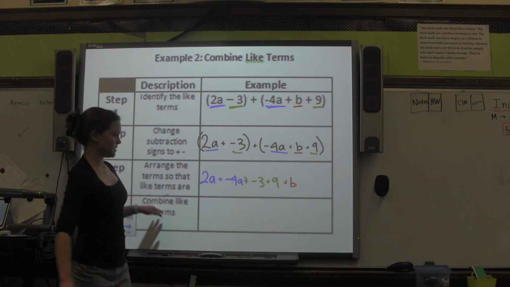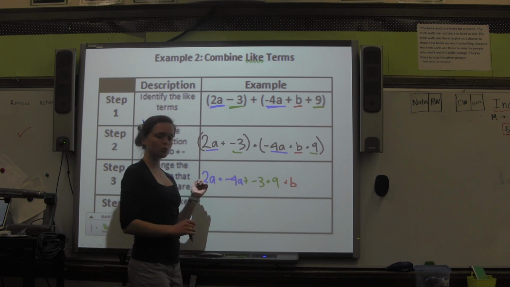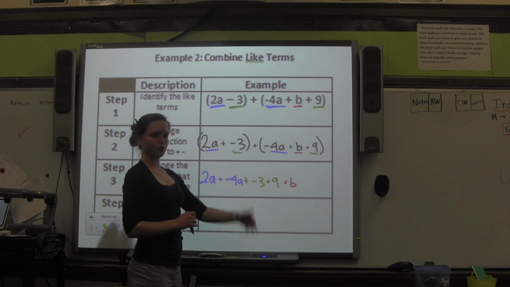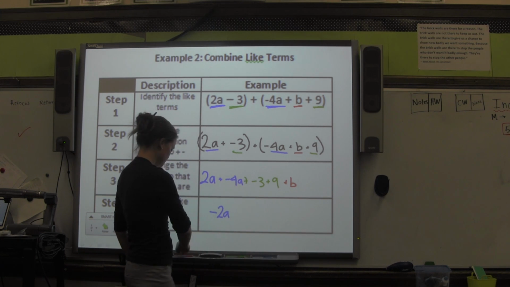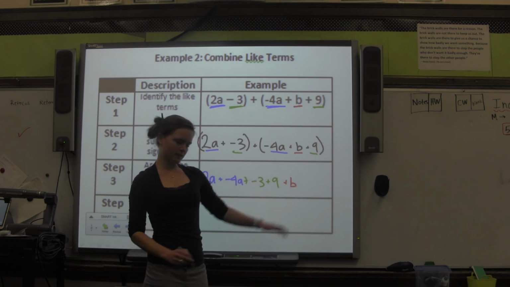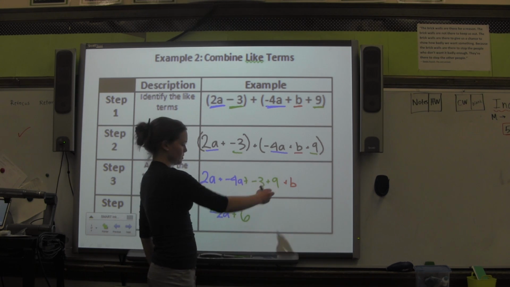And the last step is to then combine the like terms. So I'm going to take those 2 blue terms, 2 hamburgers plus negative 4 hamburgers would be negative 2 hamburgers, so negative 2a. Here I have negative 3 plus 9, that's going to be 6, use your number line. And lastly I have plus b.